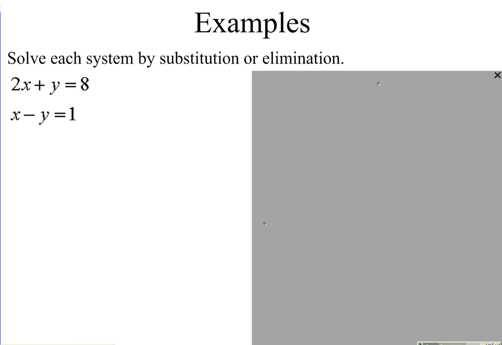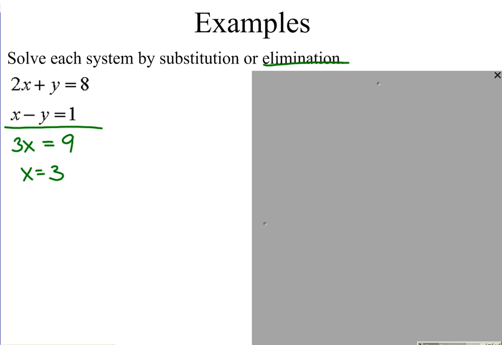This time, we're going to solve everything by elimination. The first system is set up very nicely for elimination in the form that these two equations already are in. If I add the two equations together in the form they're in, the y's are going to cancel or be eliminated, which is what we want. So 2x plus x is 3x. Y minus y is gone. 8 plus 1 is 9. Finish solving for x by dividing by 3.